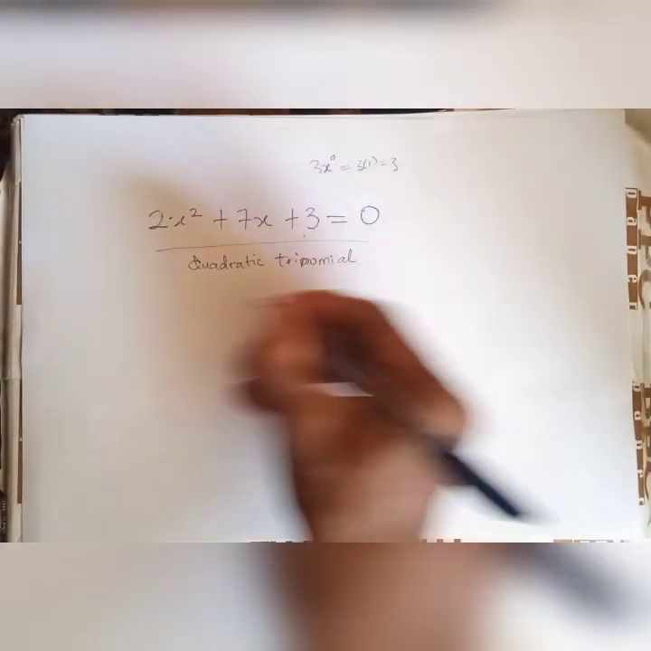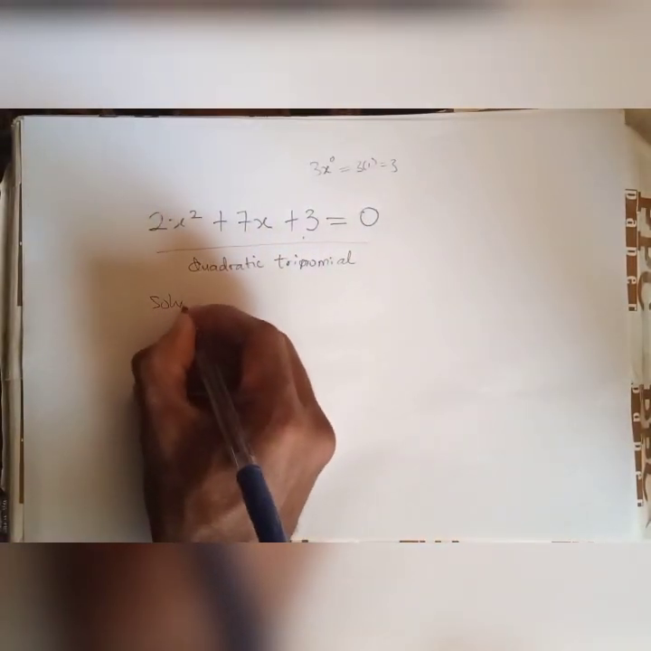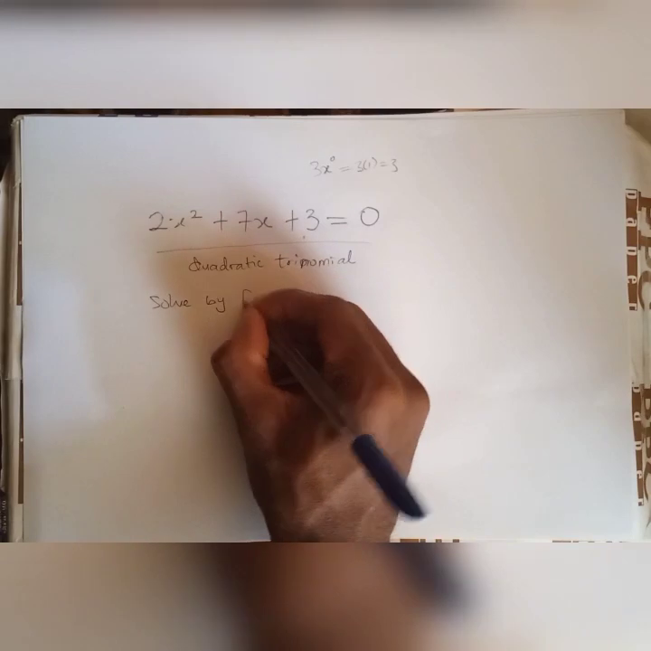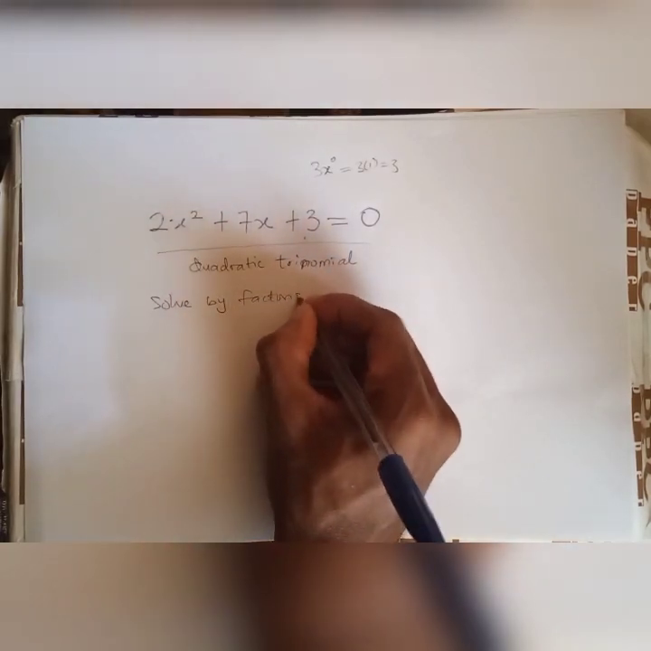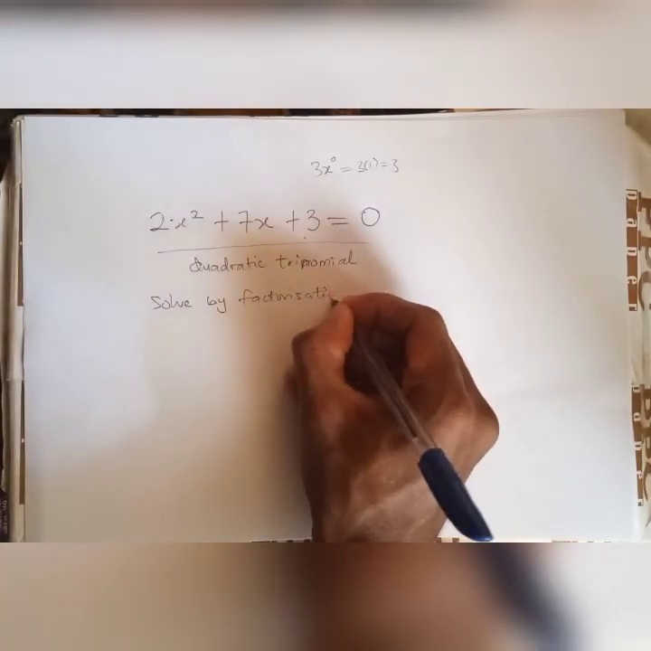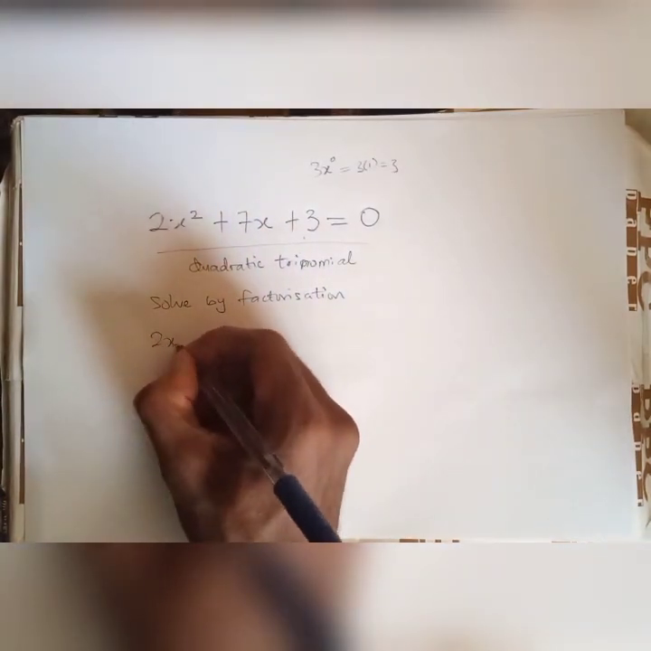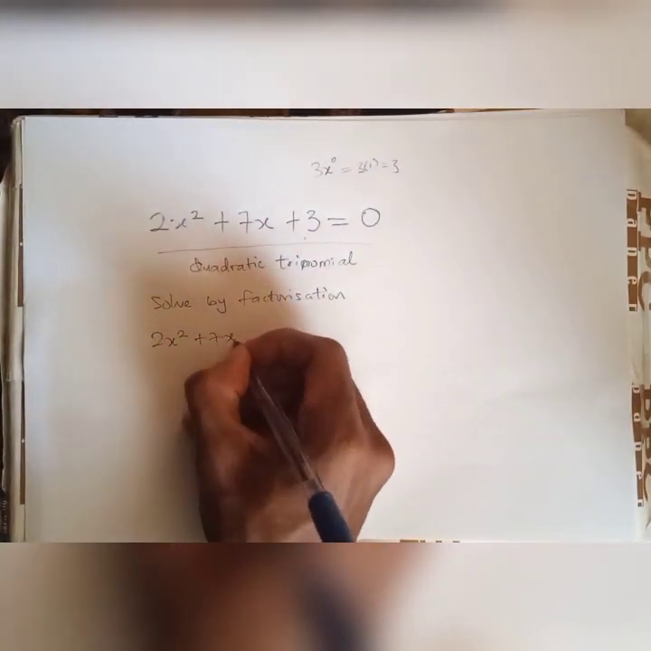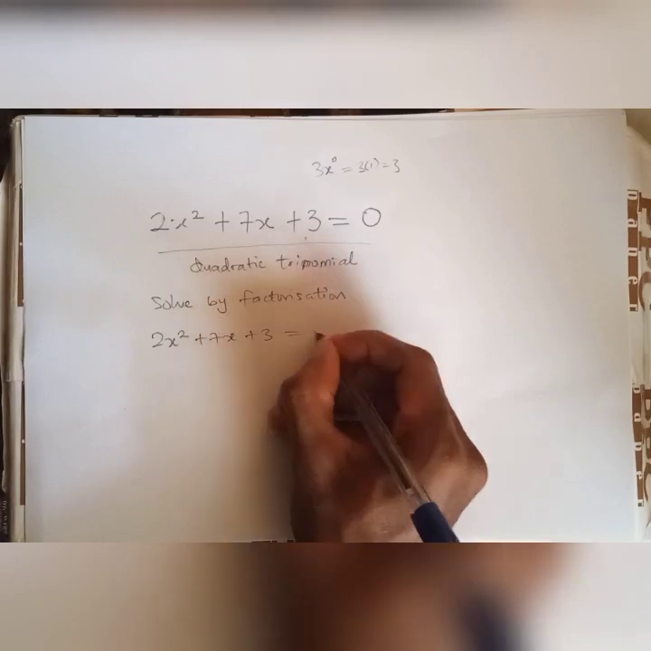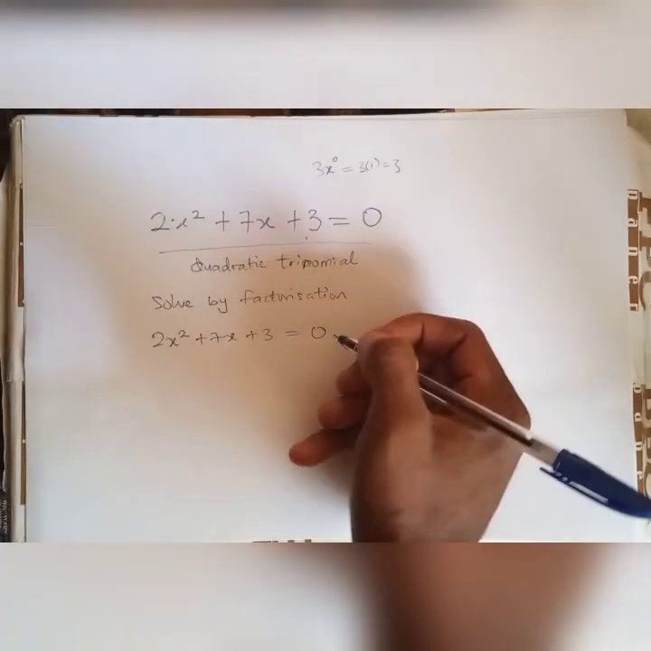To solving it by factorization method. So we solve by factorization. So we have 2x squared plus 7x plus 3 is equal to 0.